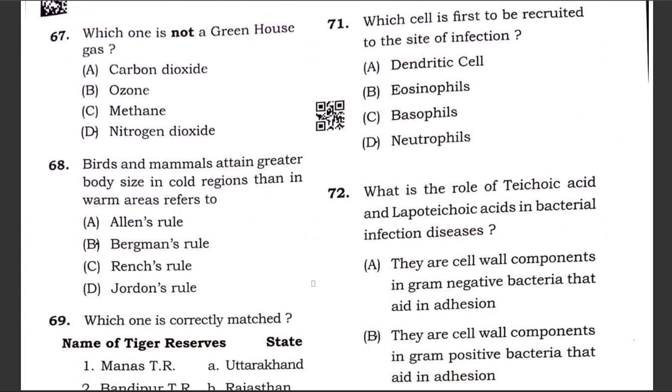Again, then question number 67, which one is not a greenhouse gas? Of course, the ozone is not a greenhouse gas. But if it is in the troposphere, it is a greenhouse gas. Normally it is found in the stratosphere only, but if it is found in the troposphere also, then it can act like a greenhouse gas.